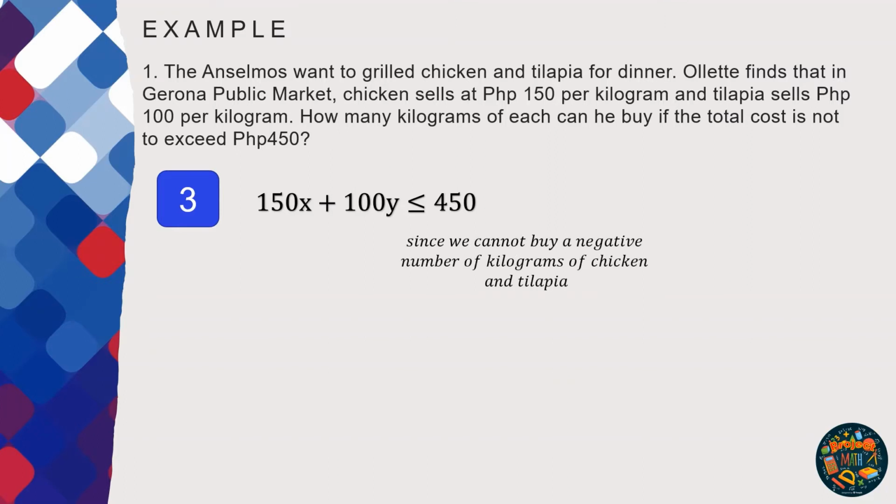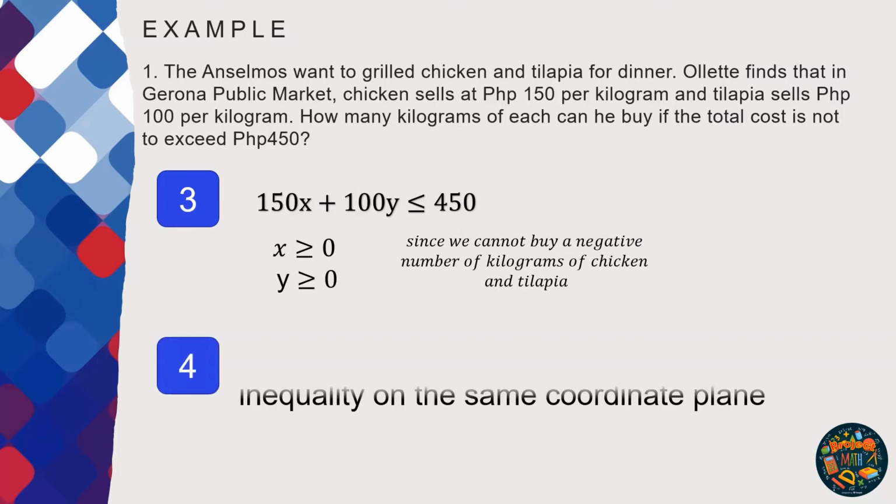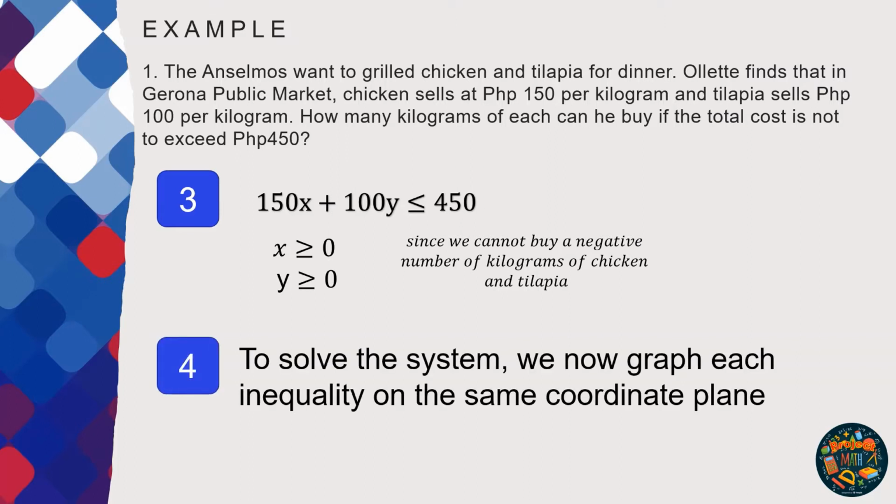Since we cannot buy a negative number of kilograms of chicken and tilapia, we can represent that the number of kilograms of chicken, x, is greater than or equal to 0. And the number of kilograms of tilapia, y, is greater than or equal to 0. So these are now our systems of inequality. And to solve the inequality, we have to solve it by showing the graph.